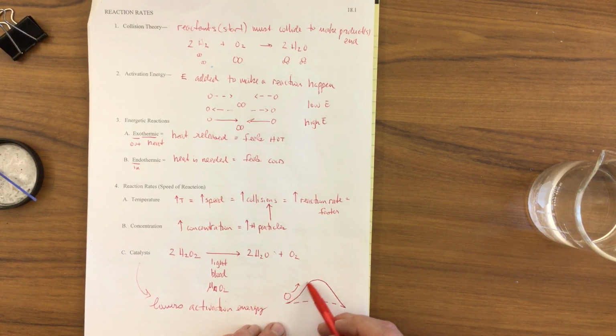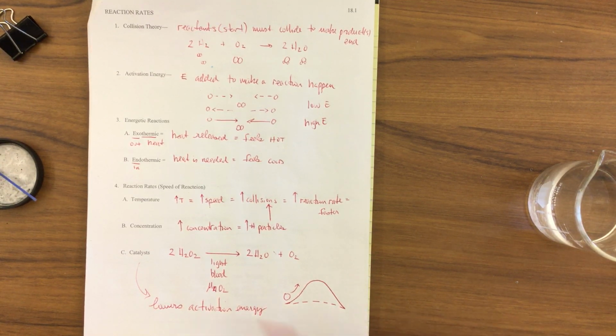So instead of pushing it up the big hill and letting it roll down, you don't have to push it up a very big hill in order to accomplish your feat. So catalysts like the manganese dioxide lower this hill, lower the activation energy, and your reaction takes place a lot faster.